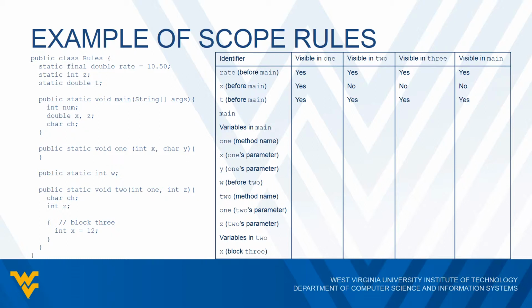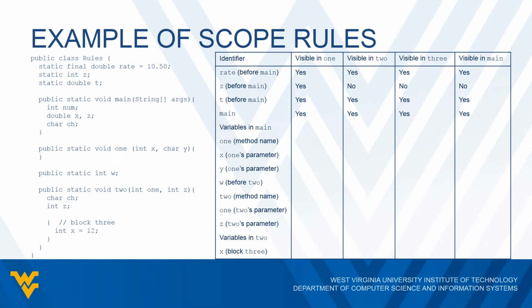So what about t? Well, t is a static variable, so that means that we can use it in any of our methods as long as t isn't declared in there. And if we take a look in 1, 2, 3 and main, we don't have t declared anywhere, so sure enough, this t is visible in all of our methods.